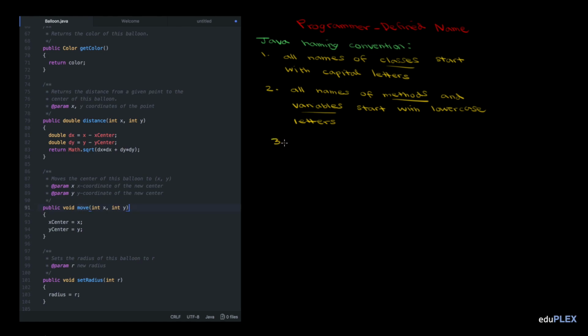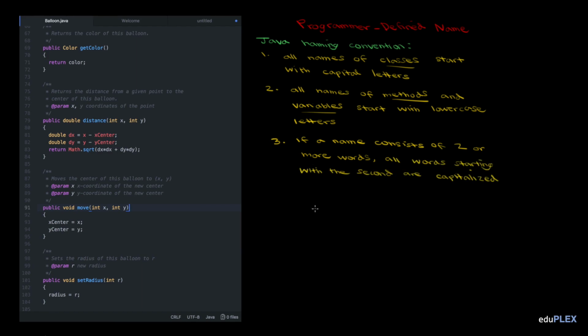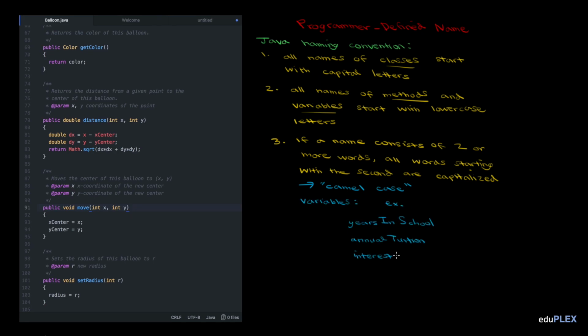The third rule is that if a name consists of two or more words, all words starting with the second are capitalized. This is called camel case, and for example, if I was writing a program to figure out what someone's student loans might be, I could name some variables like yearsInSchool, annualTuition, and interestRate. Since these are variables, things which store different values, their names start with a lowercase and then use camel case for the rest. In that same program, if I had a class named StudentLoan, I'd start with an uppercase and use camel case throughout as well.